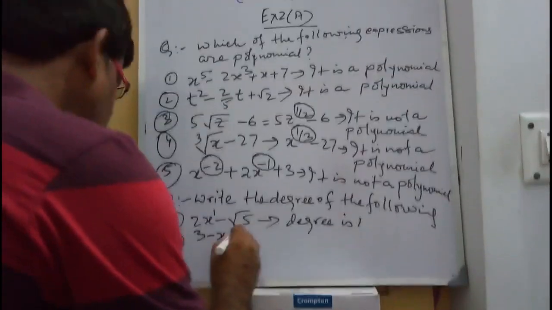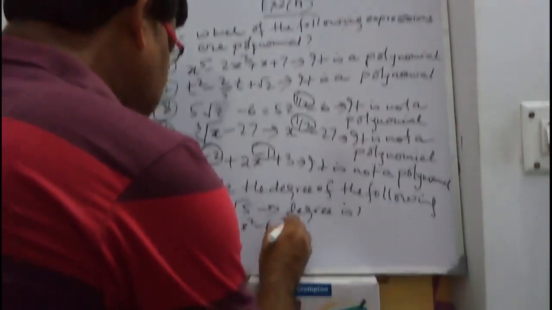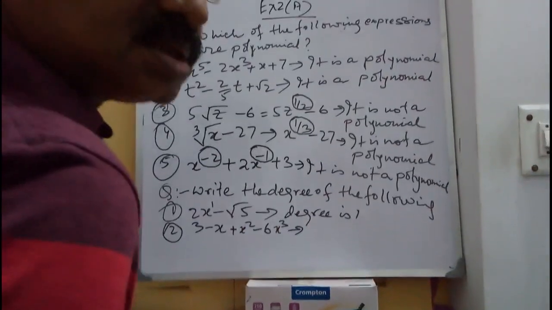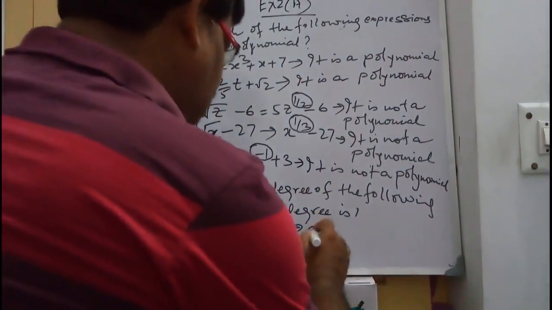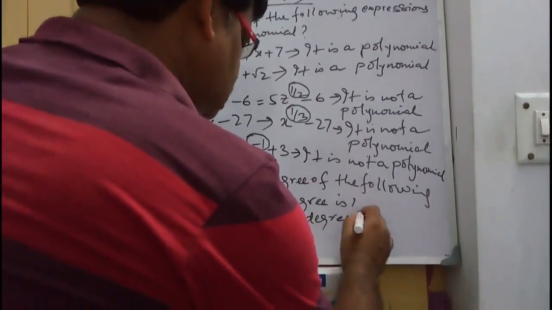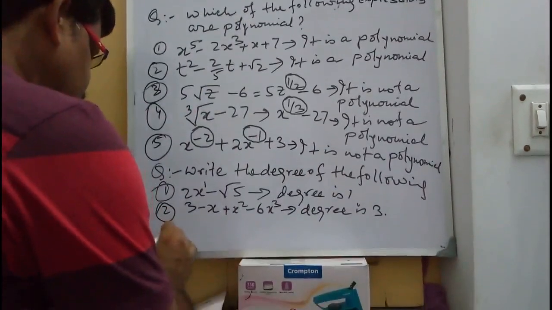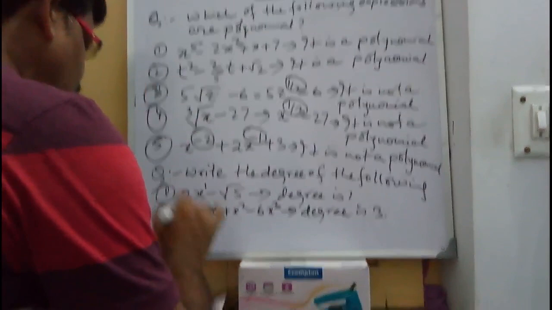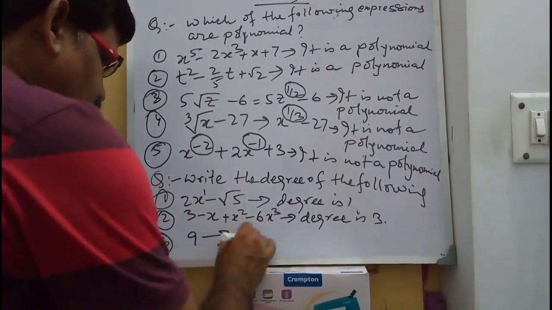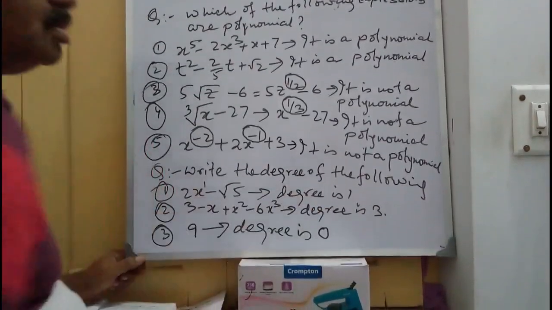3 minus x plus x square minus 6x cube. You see the variable maximum power is 3. So here degree of this polynomial is 3. Only 9. So here degree is 0.